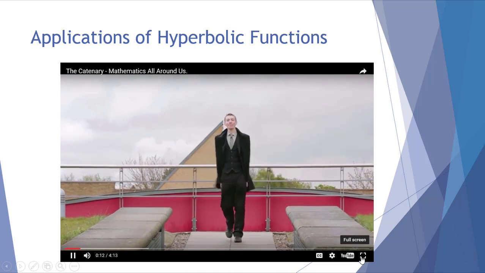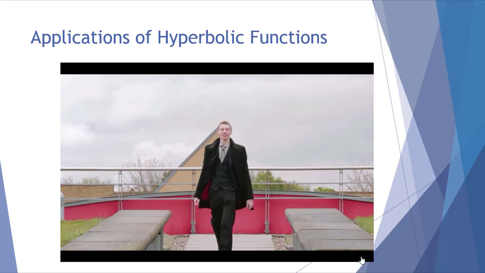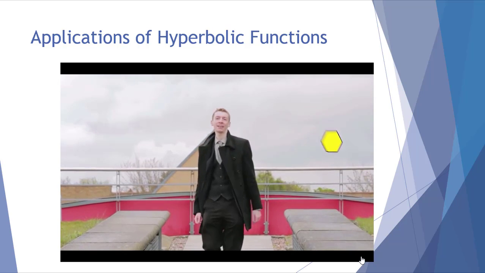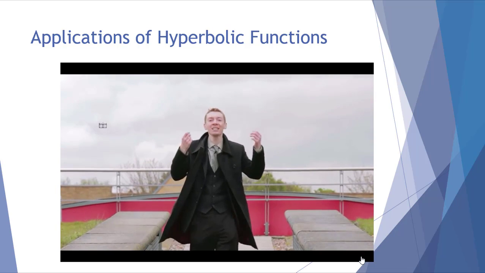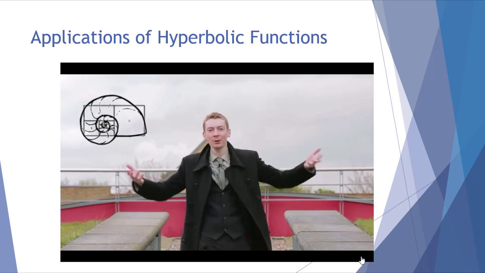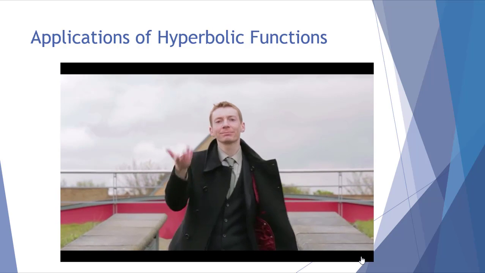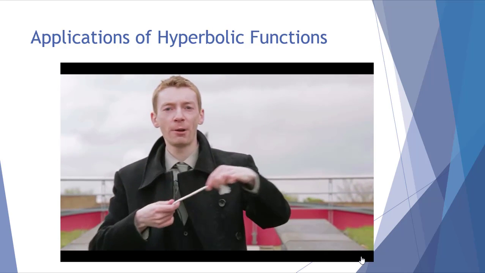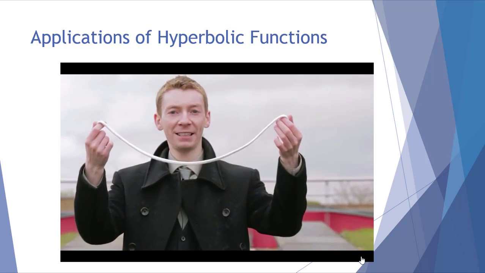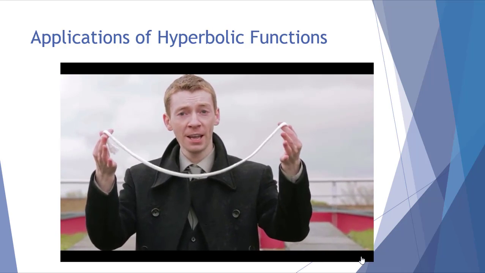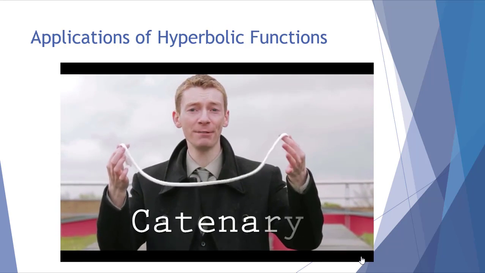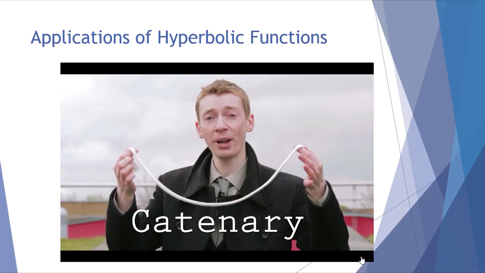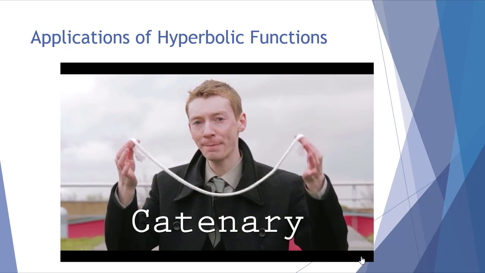You may be aware that mathematics is all around us. It's in the petals of a flower, it's in the honeycomb of a beehive, it's in the spirals of a seashell. So it's all around us in the natural world, but what about closer to home? Here I have a piece of rope. If I hold it between my hands, it forms a curve. This is called a catenary curve, and it is not a parabola. It is its own type of curve with its own type of mathematical description.